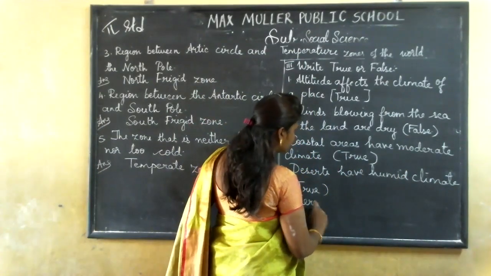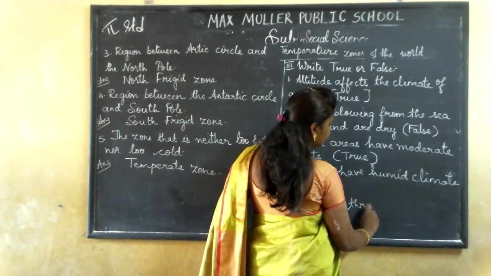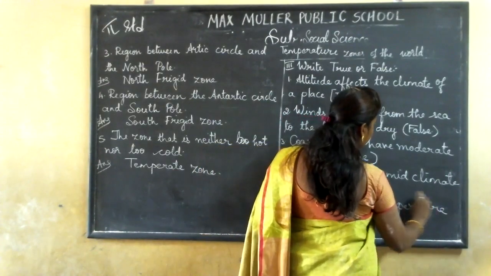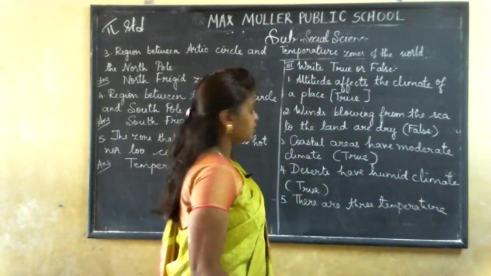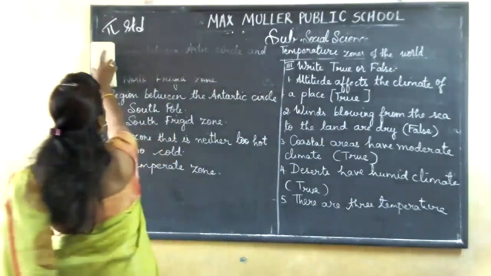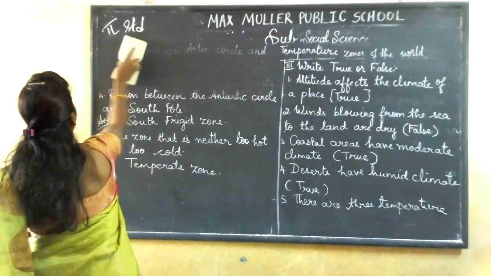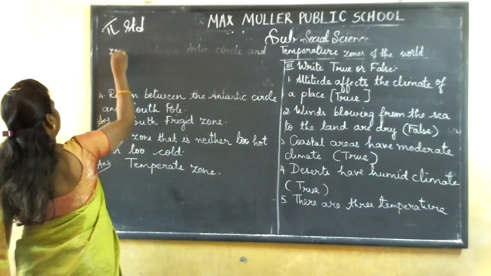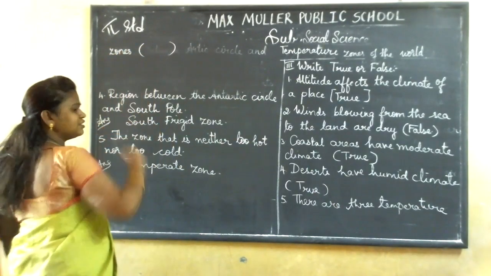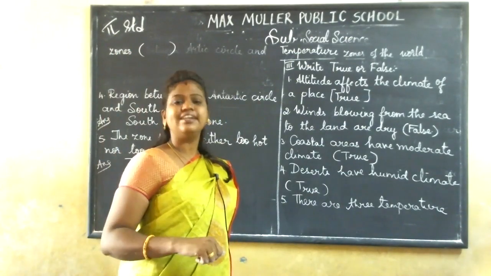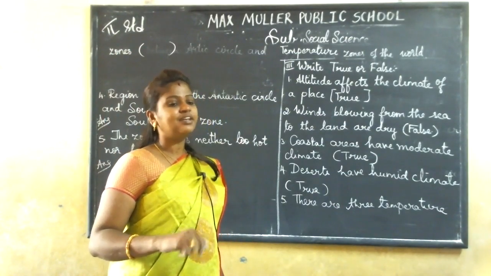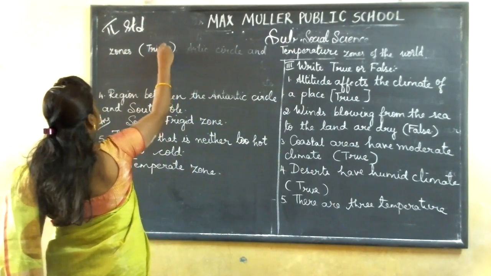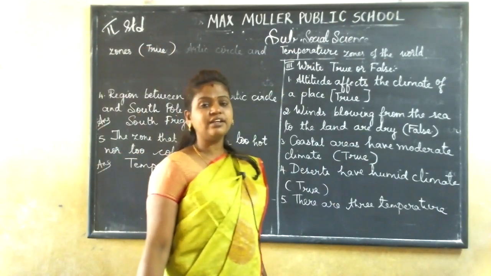The last one is, there are three temperature zones. So children, in this lesson we learned there are three temperature zones. Yes, there are three temperature zones and hence this statement is correct and the answer will be true. So I think you got this.